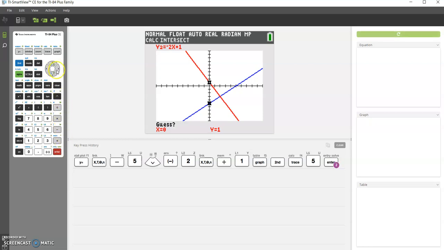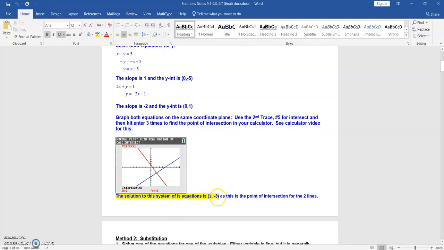Now it wants you to guess. I always like to do the guess, move my cursor, I'm just using my right arrow key, as close to the point as I can get it, and then hit enter. Don't take your answer until it says intersection, and so your intersection here is the point (2, negative 3), just like you saw it there in the notes, okay?